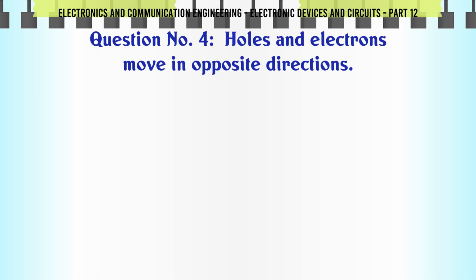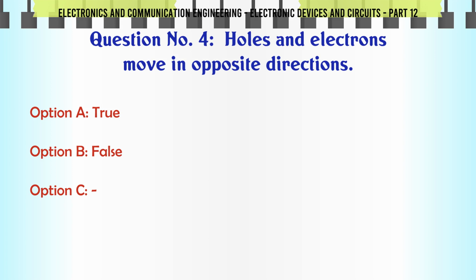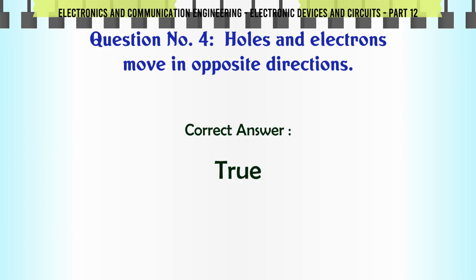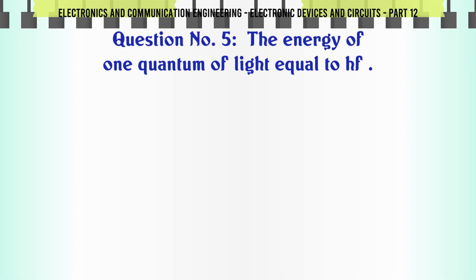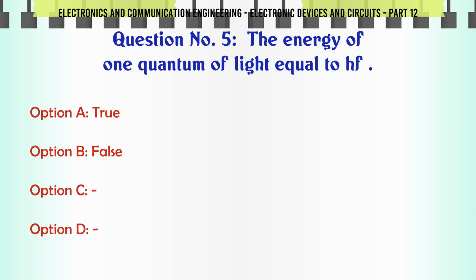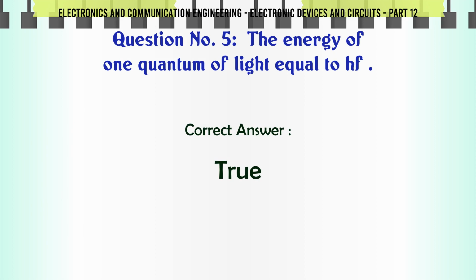Holes and electrons move in opposite directions. A. True, B. False, C., D. The correct answer is true. The energy of one quantum of light is equal to hf. A. True, B. False, C., D. The correct answer is true.